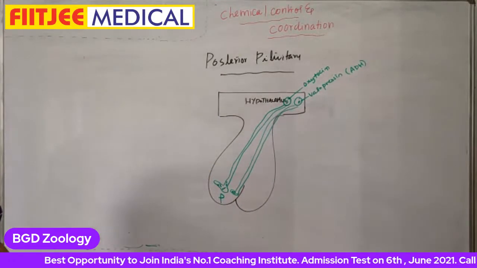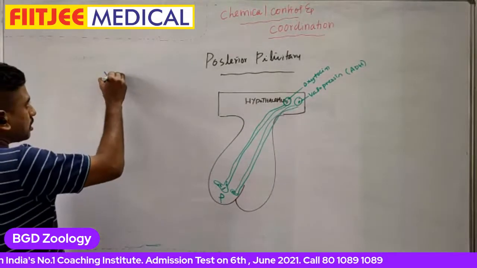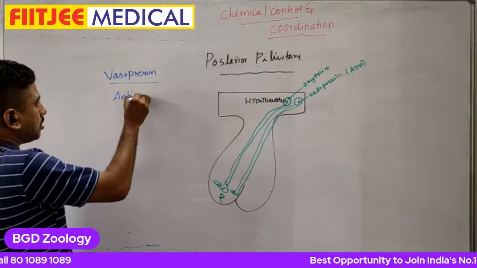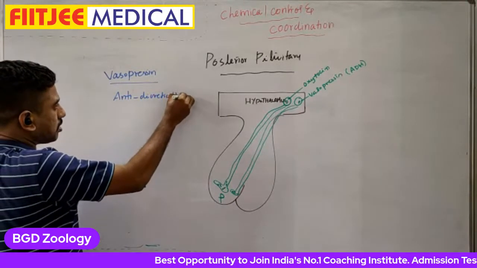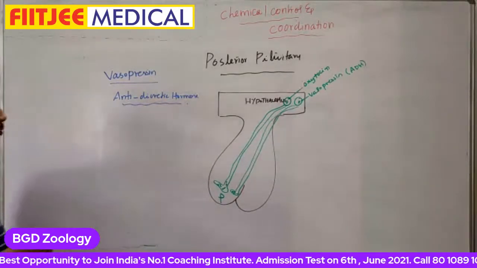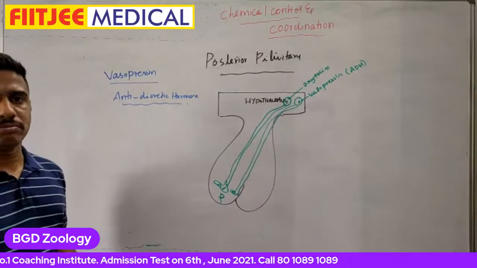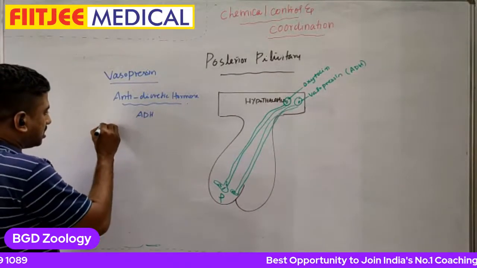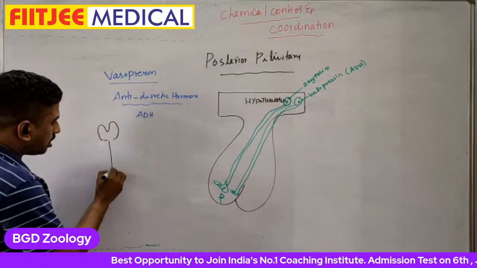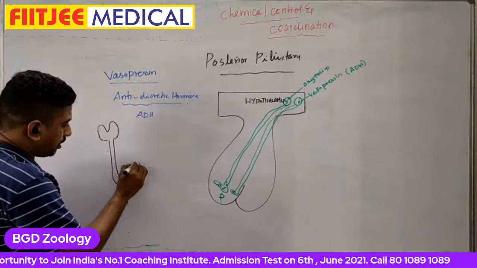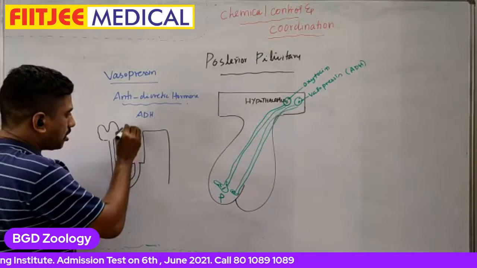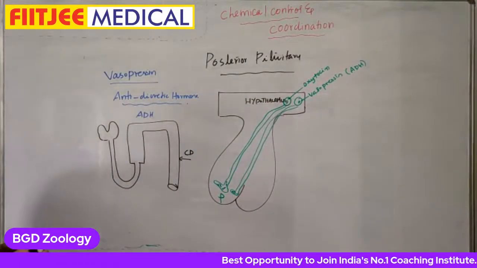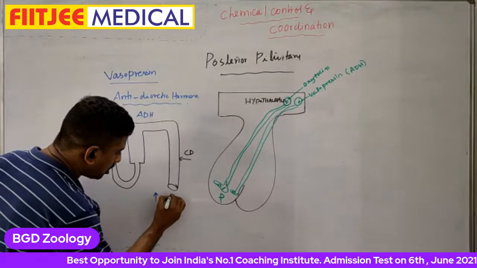Now, what are the functions of this vasopressin or the antidiuretic hormone? This vasopressin or the antidiuretic hormone, you can also call it ADH. They mainly act in the collecting duct of the nephrons, right? And what they will do, they will increase the sodium and water reabsorption.